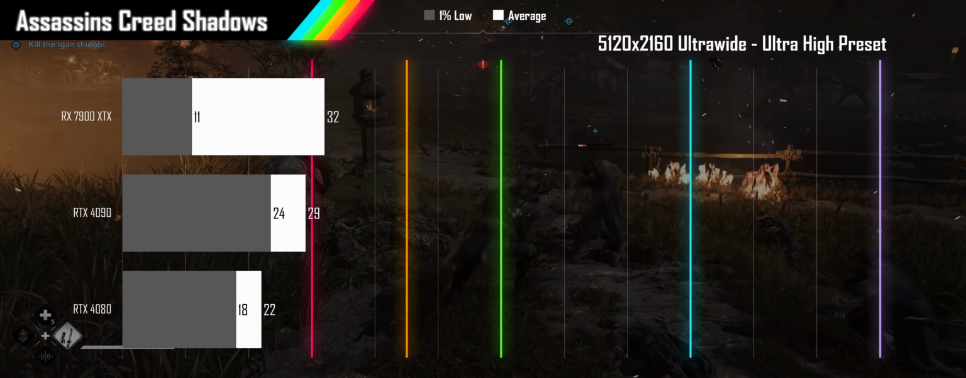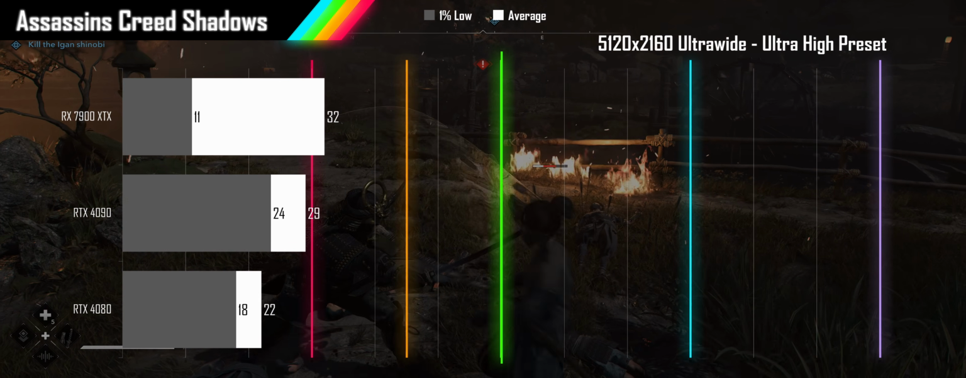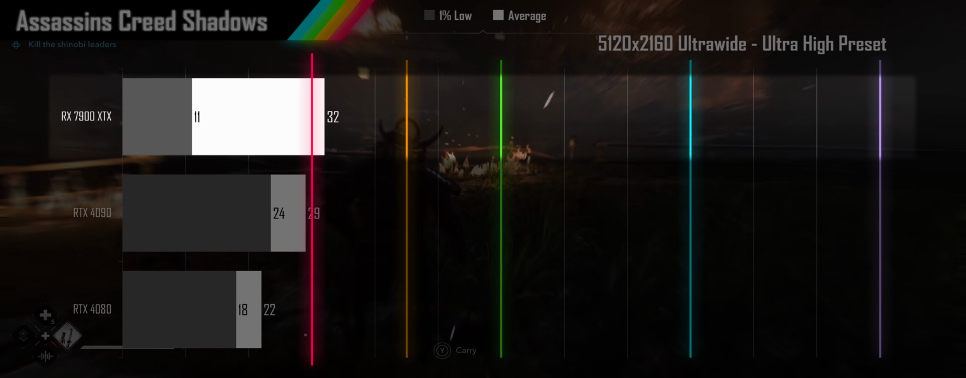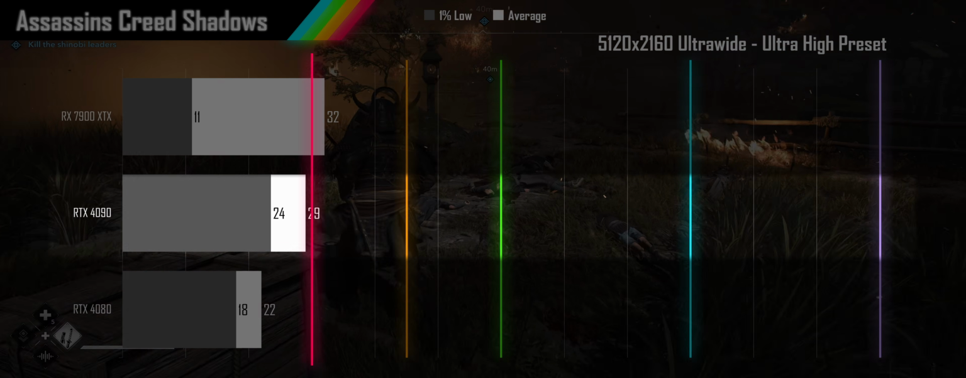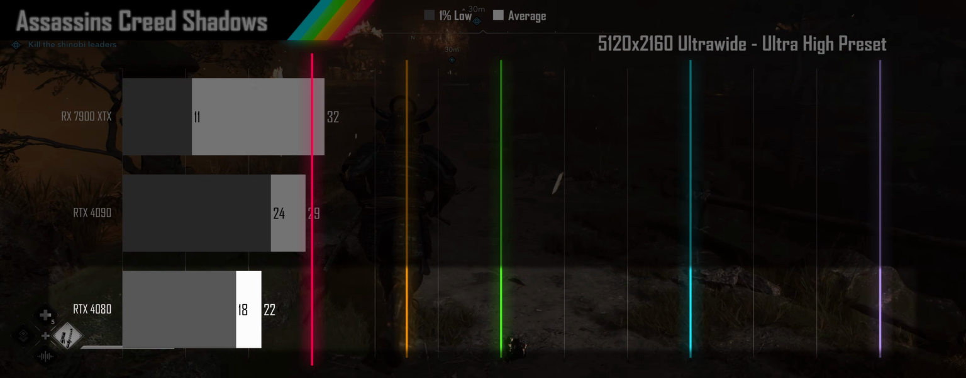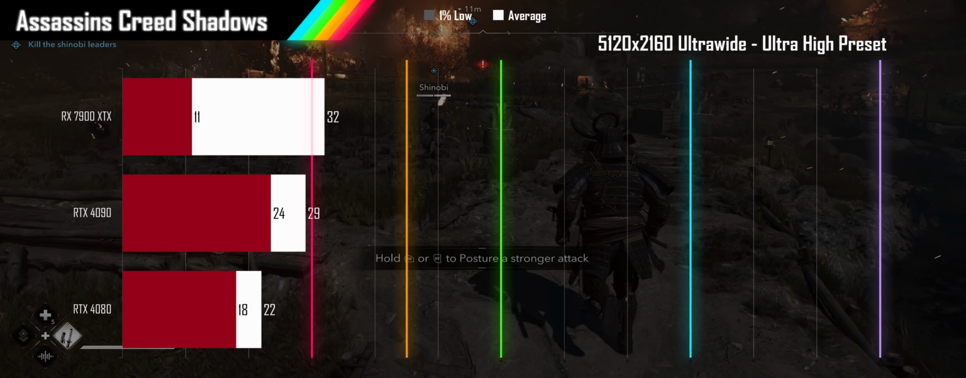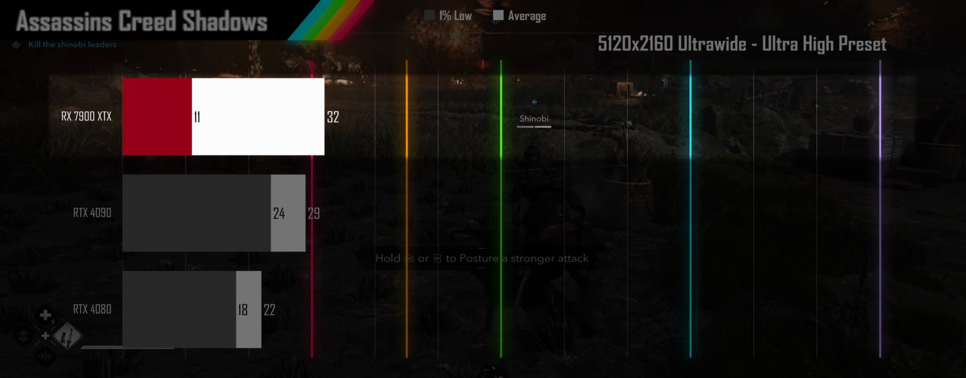At a glance you can see that no cards get anywhere near 60 FPS. Only the 7900 XTX even clears 30, while the 4090 does get close to 30. Though the 4080 does get less close. 1% lows are all obviously below 30, but the 7900 XTXs are particularly bad.